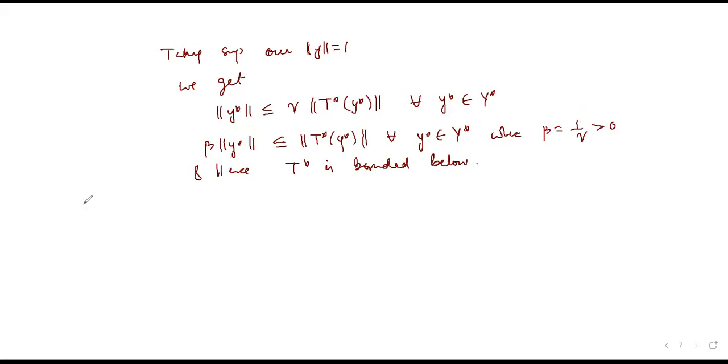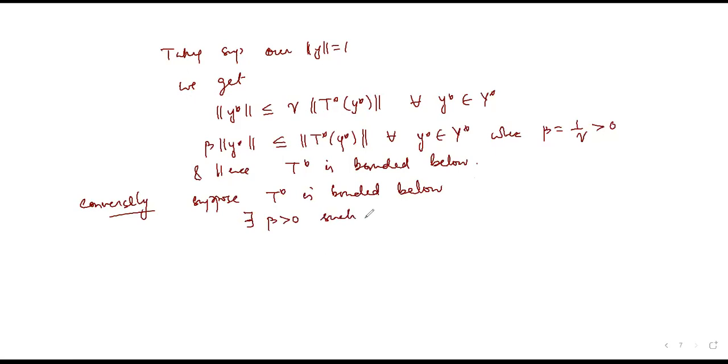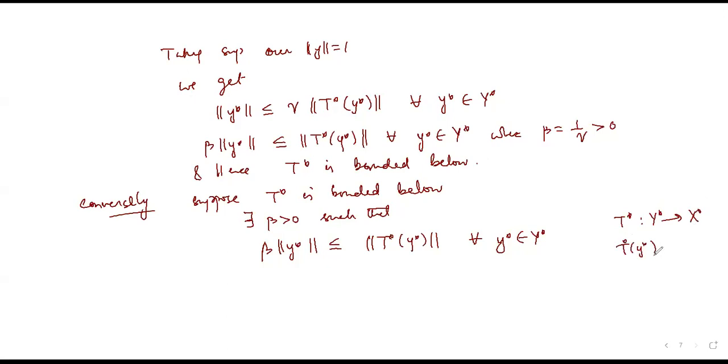Let us do the converse. Conversely, suppose that t star is bounded below. By bounded below, we mean what I said earlier: there exists some beta positive such that beta times the norm of y star is less than or equal to the norm of t star at y star for all y star belonging to Y star. And you have to remember that t star is a mapping from Y star to X star that is defined as t star at y star is nothing but y star composition t. Okay, so this we assume.